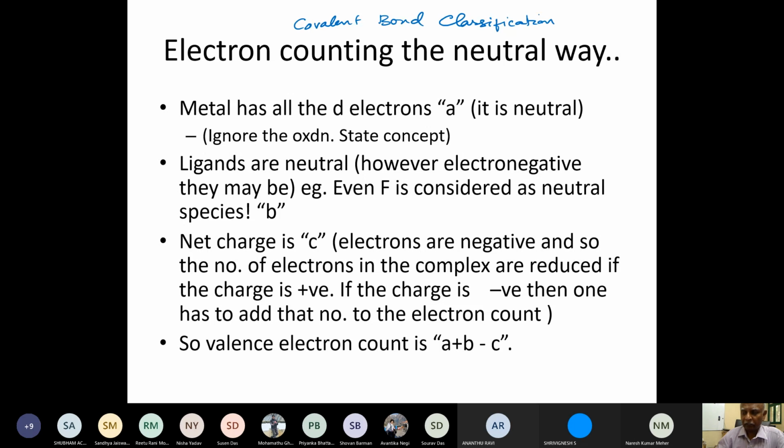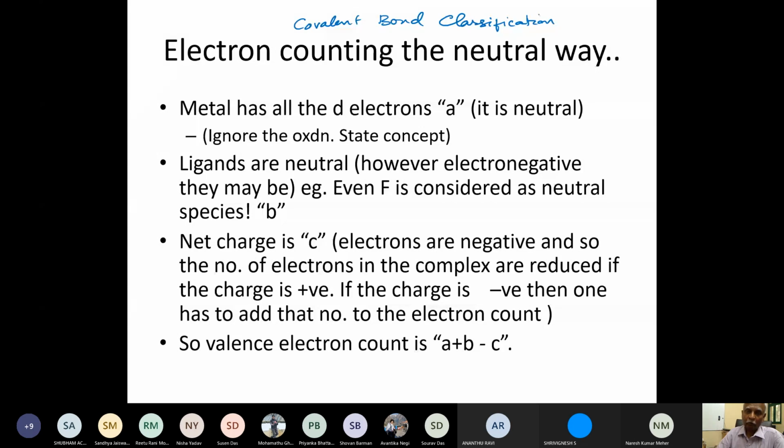Covalent bond classification method, CBC. You will find there is a website devoted to it, and there are several articles, and I will post one of the articles today for you to read. All this tells you why you should follow the neutral method rather than the ionic method.